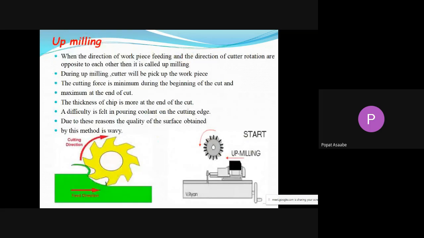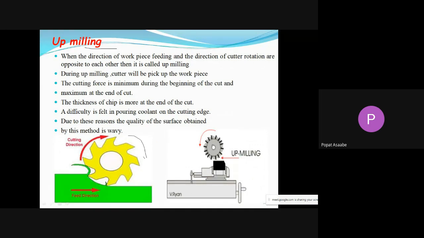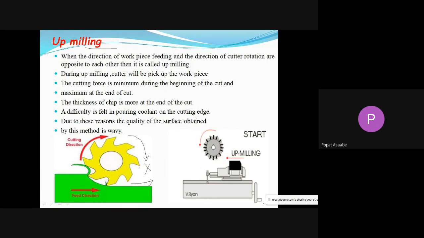See, up milling. What is meant by up milling? When the direction of your cutter, suppose your cutter is rotating in this direction and we are giving the feed in this direction, both directions are opposite, that time it is called up milling. In up milling, the cutter generates minimum force initially, and it generates the maximum cutting force at the end. The thickness of the chip generated initially will be minimum, and the thickness of the chip generated at the end will be maximum.